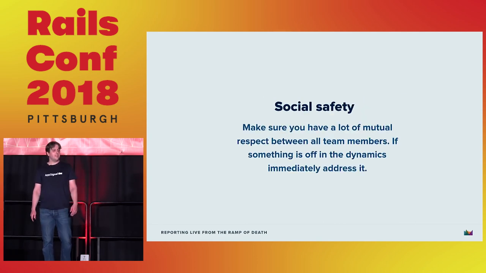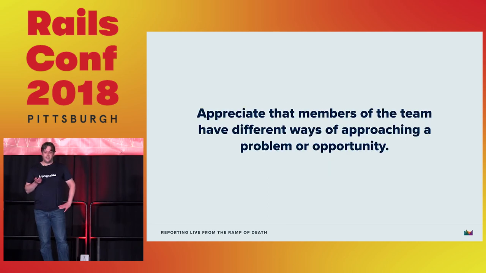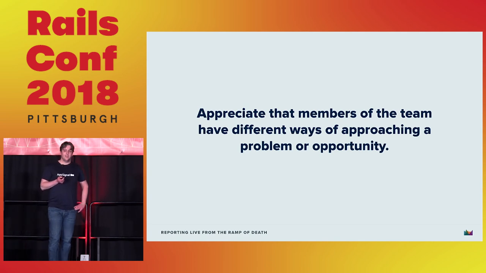And the next part is social safety. So this is the second layer of the brain. If you're in a situation where your team dynamics are off, or people are playing games behind people's back, it gets really hard to execute this vision. So there's a bunch of things you can do to make this better.